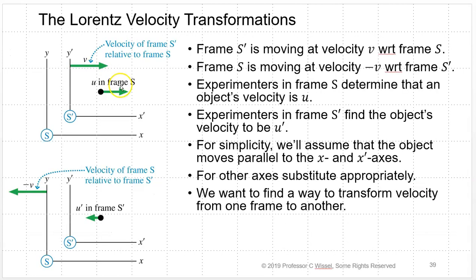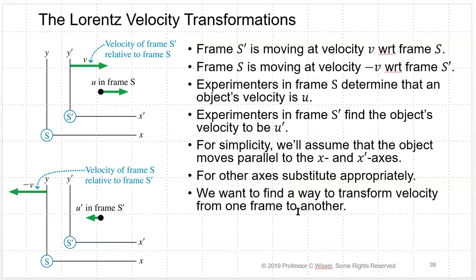We want to come up with the Lorentz velocity transformations. We have two frames. Frame S prime is moving at velocity v with respect to frame S. Frame S is moving at a velocity minus v with respect to frame S prime. Experimenters in frame S determine that an object's velocity relative to that frame is u. Experimenters in frame S prime find the same object's velocity relative to the S prime frame is u prime. For simplicity, we'll assume that the object moves parallel to the x, x prime axis. For other axes, you just substitute appropriately, or you can always turn the coordinate axes around.